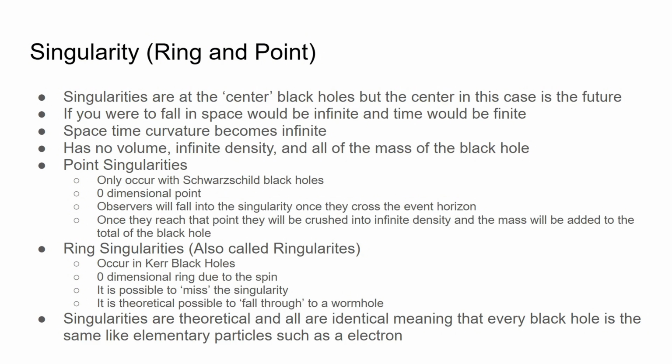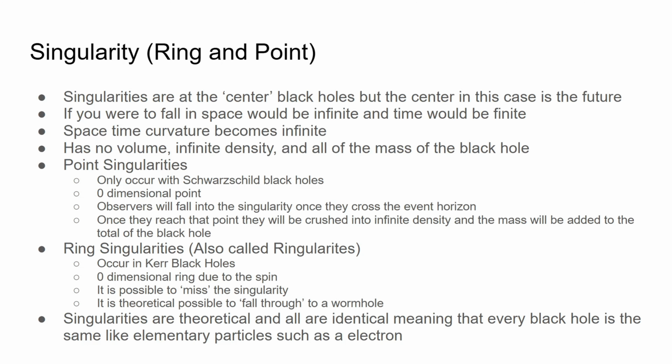It's a zero-dimensional ring due to the spin of the black hole. It is possible to miss the singularity. And it's also theoretically possible to fall through a wormhole and time travel, but yet again, it's all theoretical, because currently, with our understanding of physics, this could not be possible. But if you push the ideas of ringularities to the extremes, it may be a possibility.